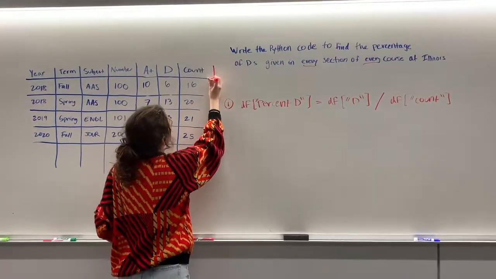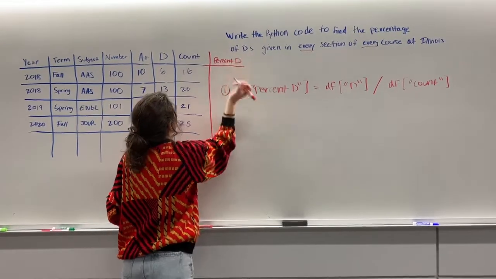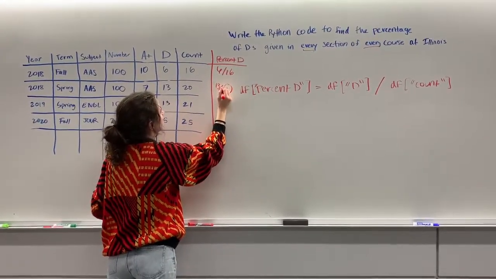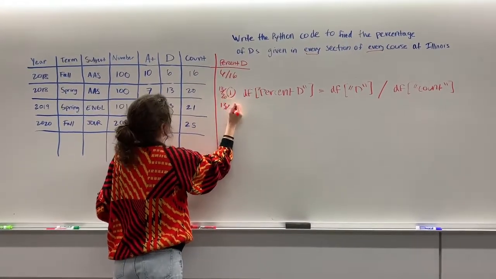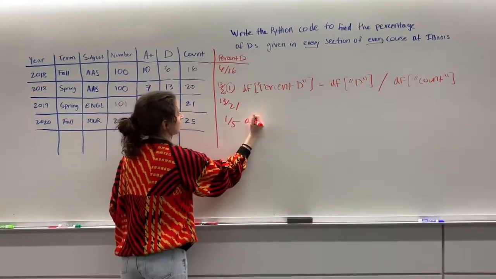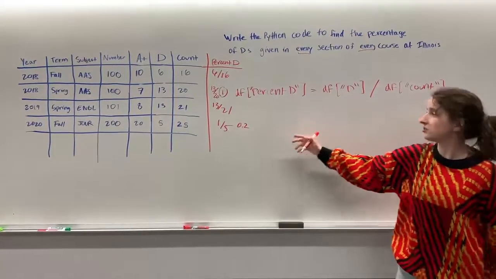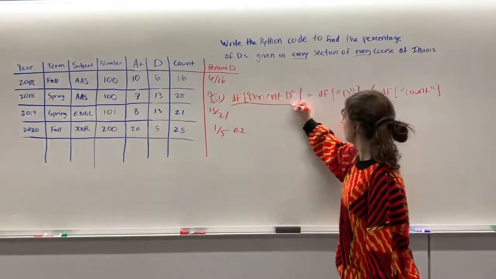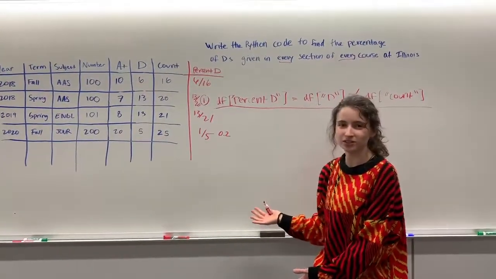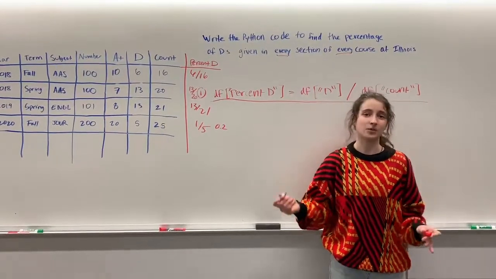So you add this, percent D, and this is whatever 6 divided by 16 is, whatever 13 divided by 20 is, and 21, this one I know is 1/5, 20%. But that's really all there is to it. It's just one line of code, it's just math, it's just percentages. In data science, you want to try to keep things as uncomplicated as possible.